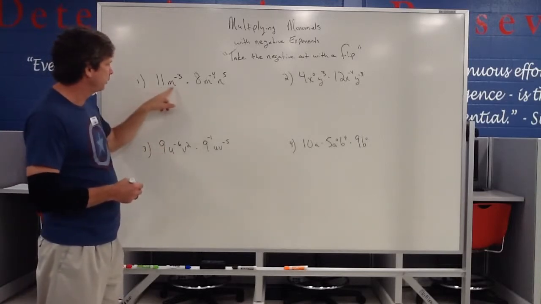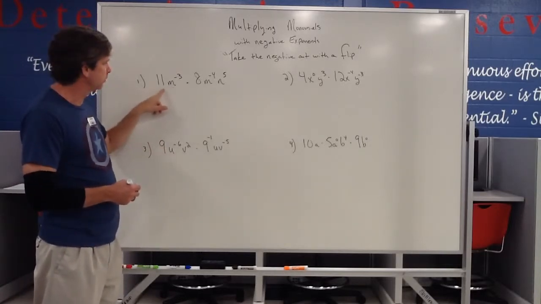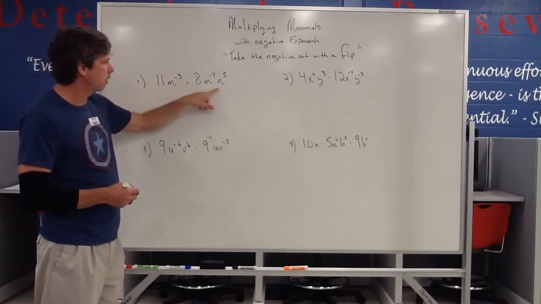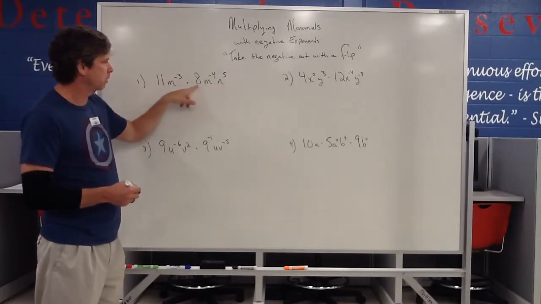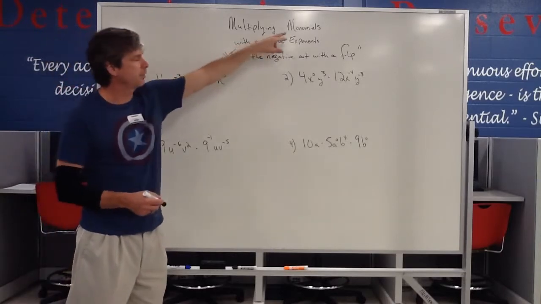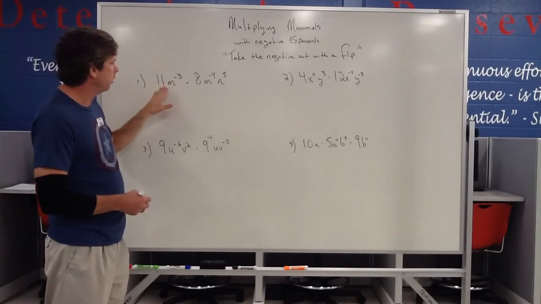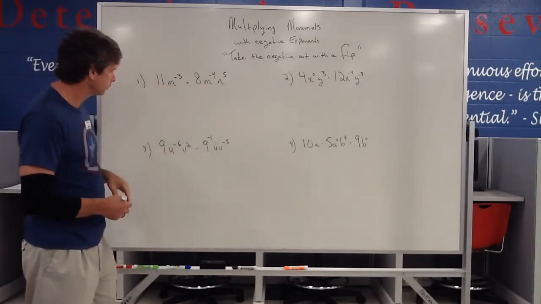A monomial is just a term connected by multiplication. So this is a monomial because it's connected by multiplication. This is a monomial because it's connected by multiplication. Remember, the prefix mono just means one, so this means just a single term. So we're multiplying these two terms together.